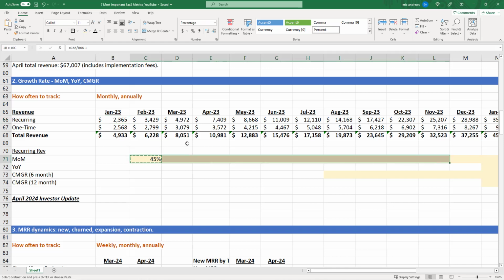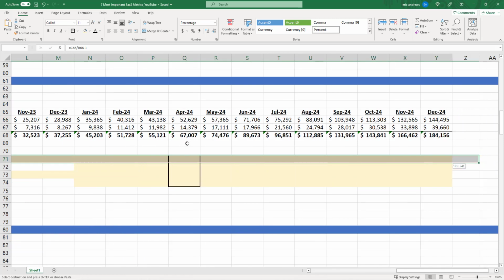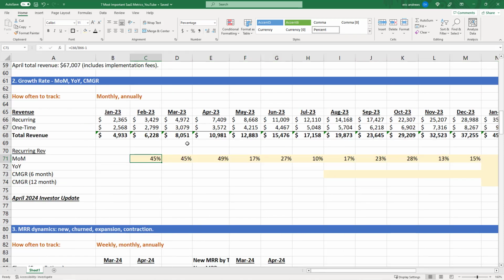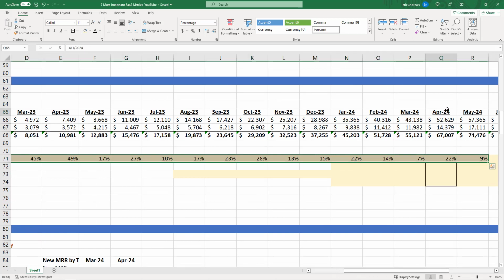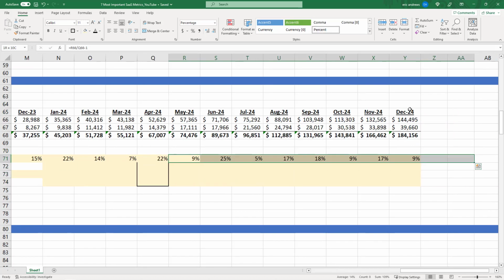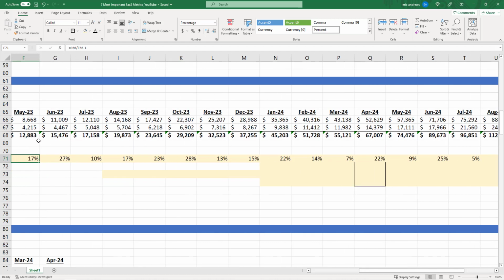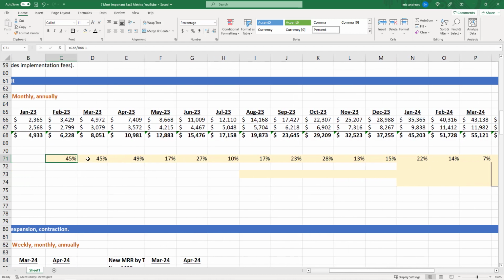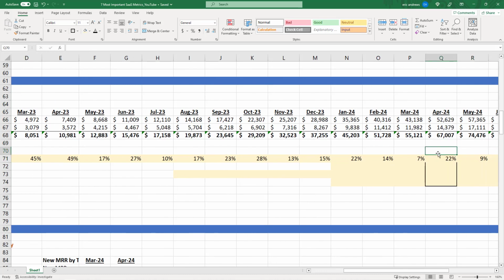That's the number that investors really care about. And so we're saying that these numbers are going back historically, and we are in April 2024. And then we can just say that these are a projection after that. So you can see that our month-over-month growth rate was in the 40s, and then it slowed down as our number got bigger and bigger. And in April 2024, we had a 22% month-over-month growth rate.